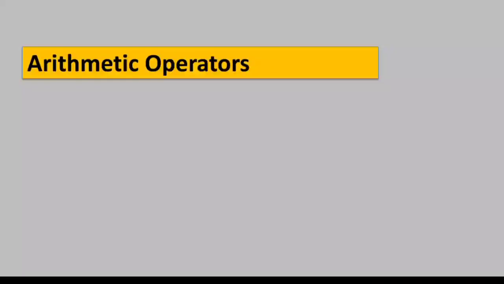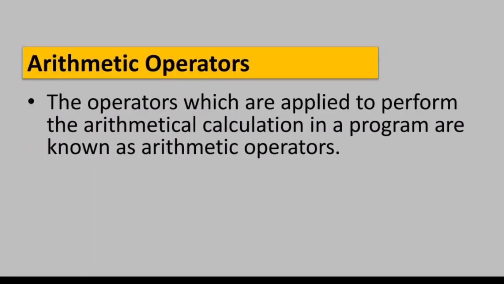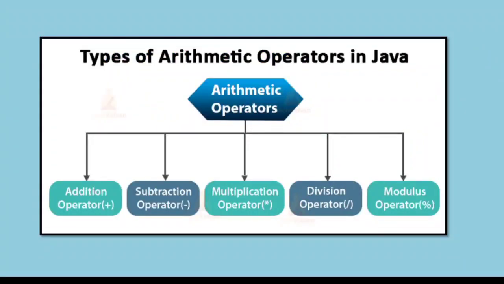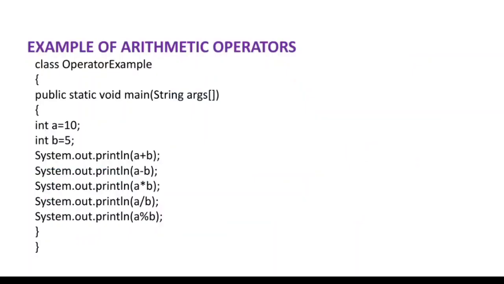What are arithmetic operators? These operators are applied to perform arithmetic calculations in a program, so they are known as arithmetic operators. They are also known as binary operators because they need two operands for the operation. The types of arithmetic operators are addition, subtraction, multiplication, division, and the modulus or modular division operator. Now we will discuss an example.